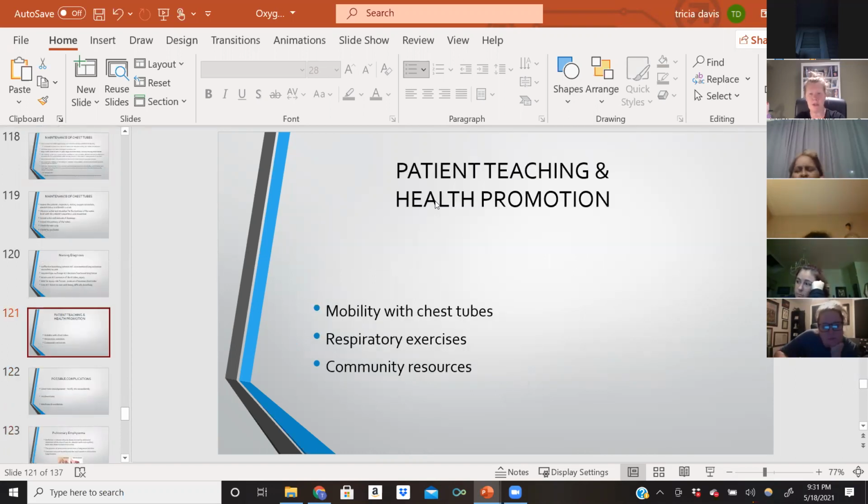So teaching and health promotion, we want to educate them about mobility in the room with chest tubes. Usually, I've never seen a patient go home with a chest tube. I guess anything's possible. So telling them to call for help, making sure that they have long enough tubes so that they can reach to go to the bathroom. Just because they're on a chest tube is not a reason for us to leave them in bed. We can safely hold their chest tube and get them to the bedside, to the chair, to the bathroom. We're going to make sure we're doing those respiratory exercises. And then if they have to follow up, if they need any community resources.